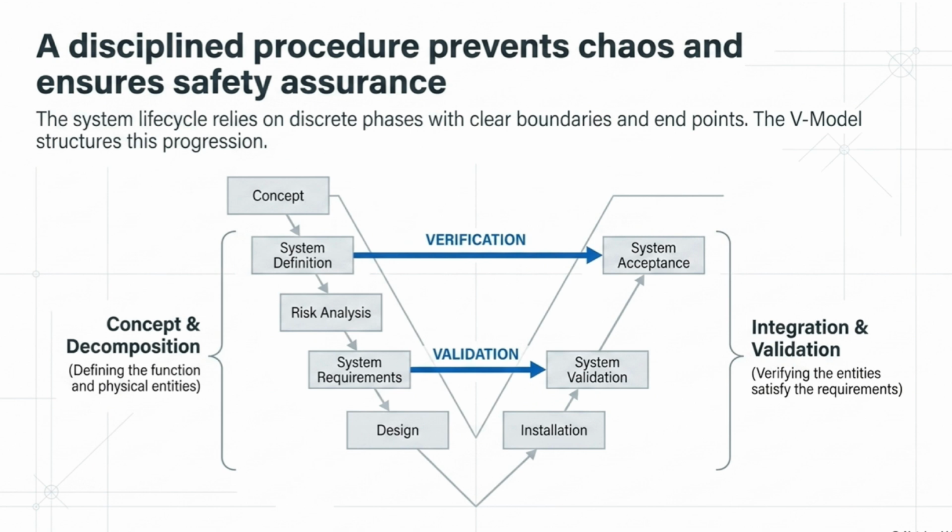Then, boom, at the bottom of the V, we pivot. We start heading back up on the right side into the real world. We're installing the equipment, integrating it, and rigorously testing everything against those original requirements until we hit full operations. It's how we guarantee that what we built is exactly what we needed in the first place.